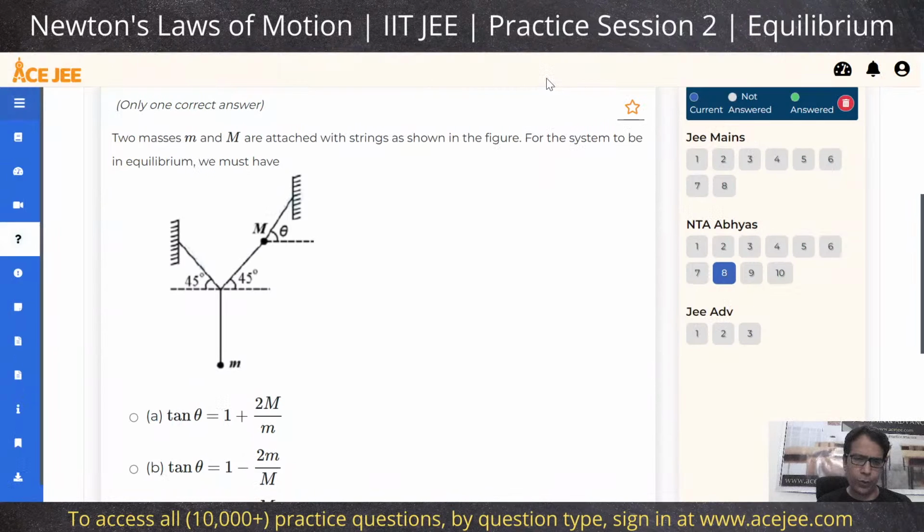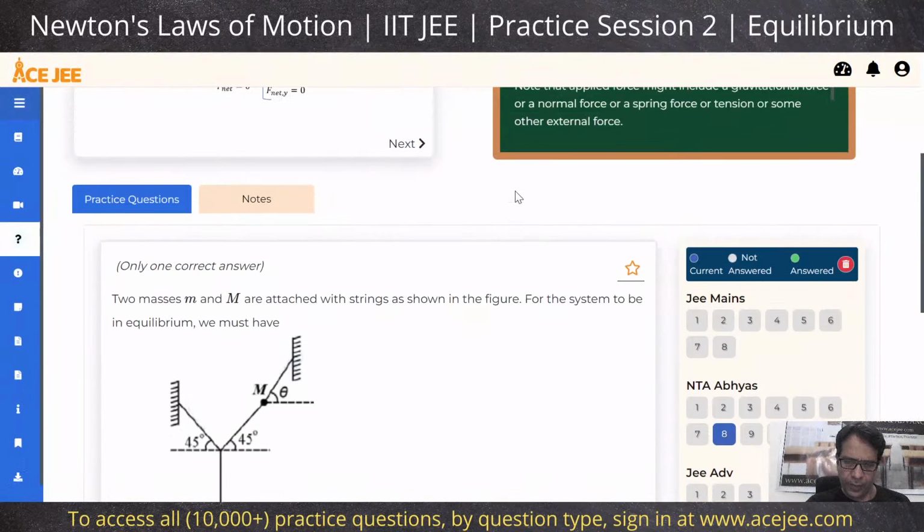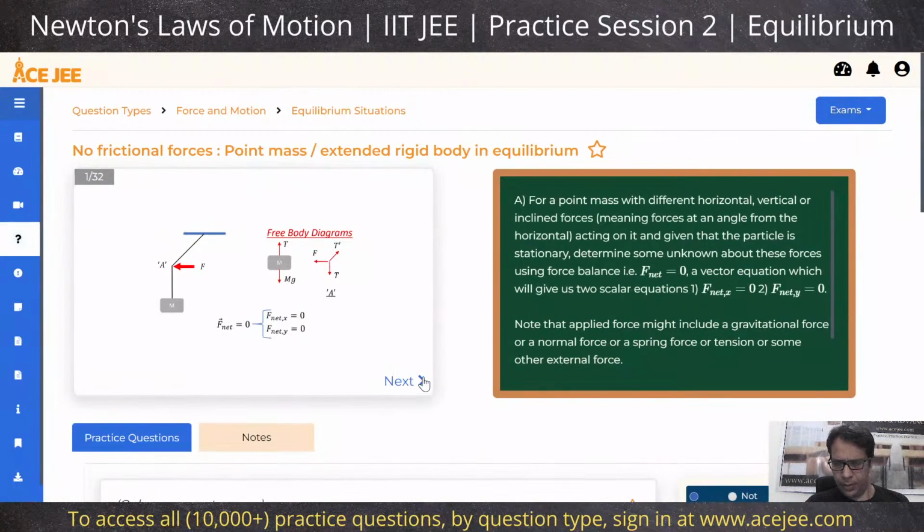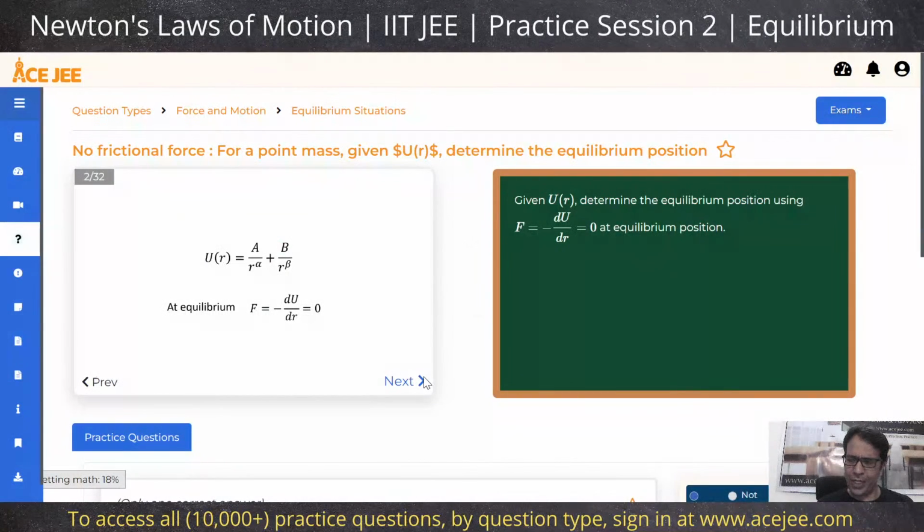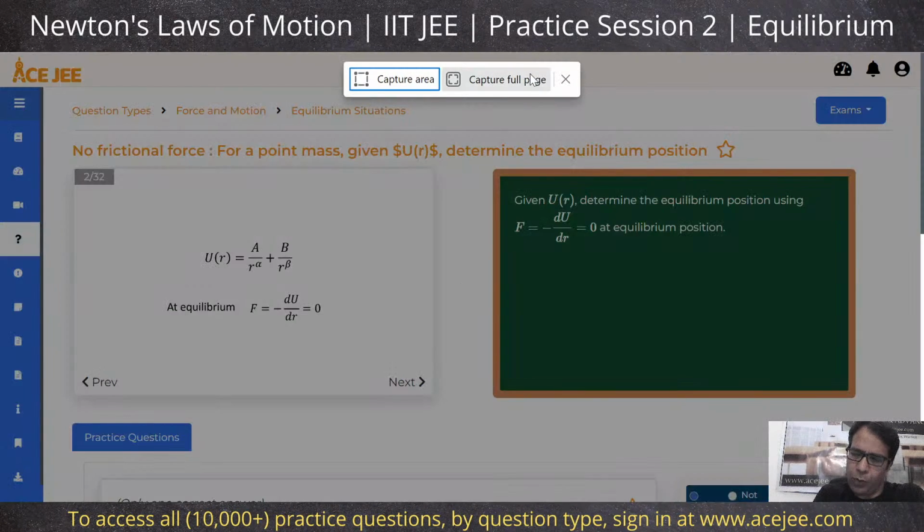Now we'll look at scenarios where you might be given the potential energy function for a system, and you might be asked to determine the equilibrium position from that. So let's quickly revisit the definition of potential energy. How is the potential energy defined?